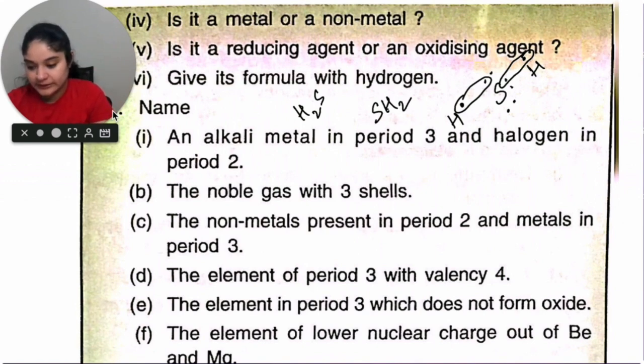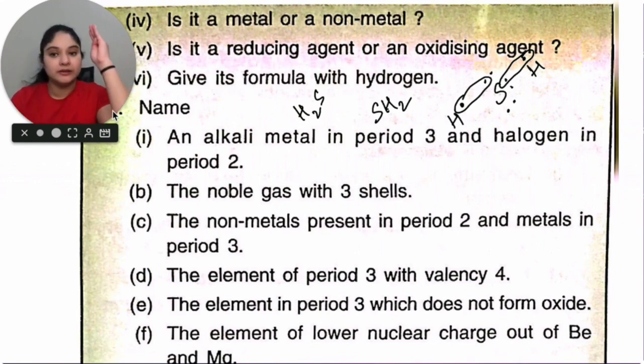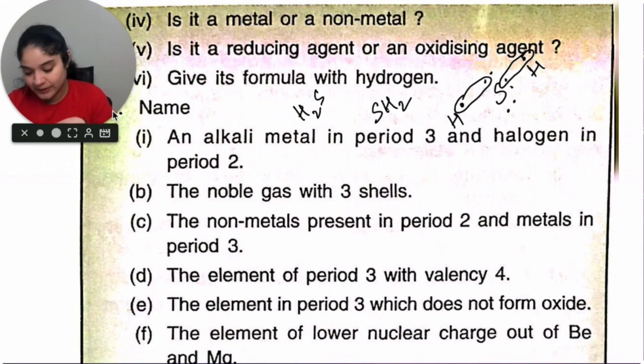Now the next is the noble gas with 3 shells. That means they're talking about the third period. So when you talk about the noble gases in that particular chart, if you take reference from the periodic table, in the third period, your answer will be argon.